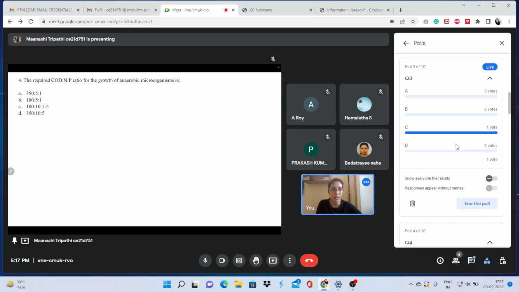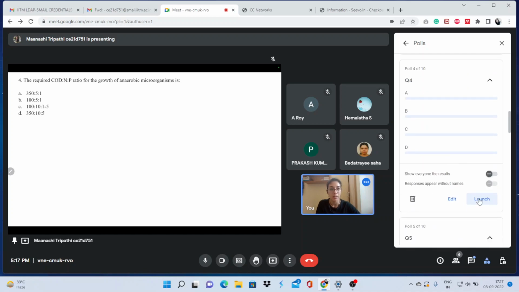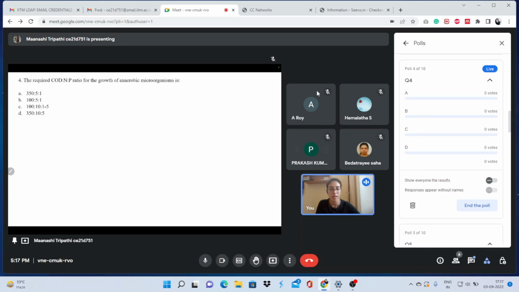This is question number 4. This one is memory based question. So you can answer this, and I am launching poll for this question. The required carbonaceous oxygen demand, nitrogen and phosphorus ratio for the growth of anaerobic microorganisms is. Important point is anaerobic. Try to answer this question.